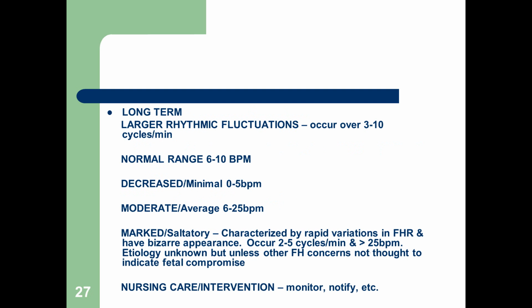Long-term variability, that's the larger rhythmic fluctuations over 3 to 10 cycles per minute. So you're going to see variations normally from 6 to 10 beats per minute. I'm not going to ask you to necessarily memorize these numbers. However, I want you to know that you will see a variation in your variability from the baseline.